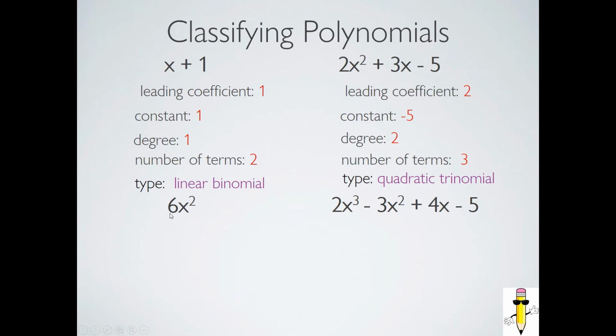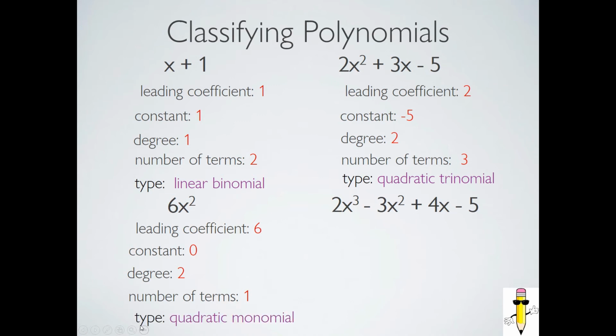Let's take a look at 6x squared, and that leading coefficient is going to be 6. That's 6 right there. Its constant is 0. There are no constants here. The degree is 2 because that's our exponent. And number of terms is going to be 1. There's only 1 term here. Let's go ahead and take a look at the next one, oh sorry, we forgot to say what type it is.